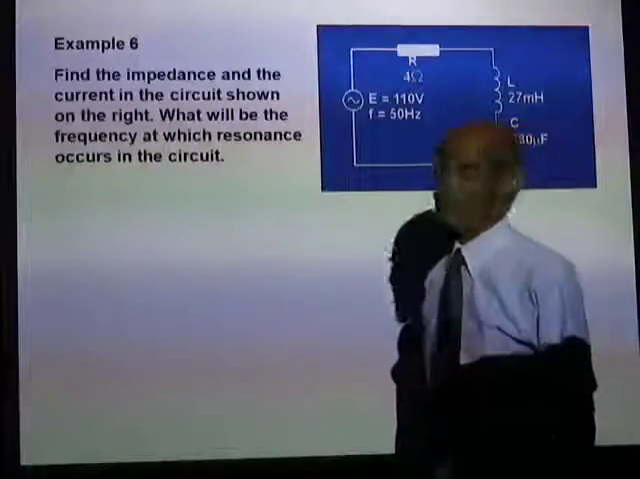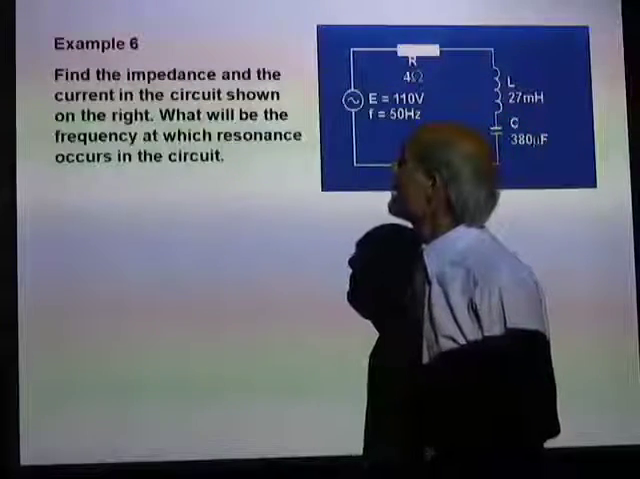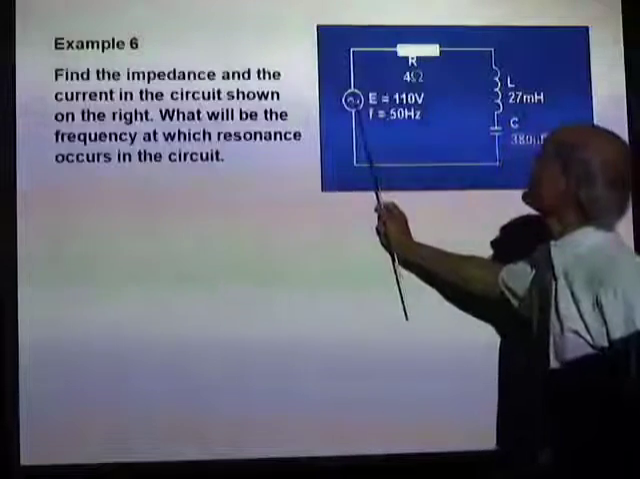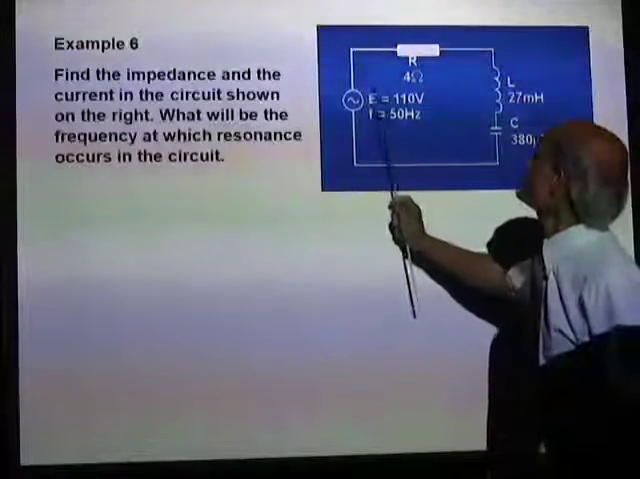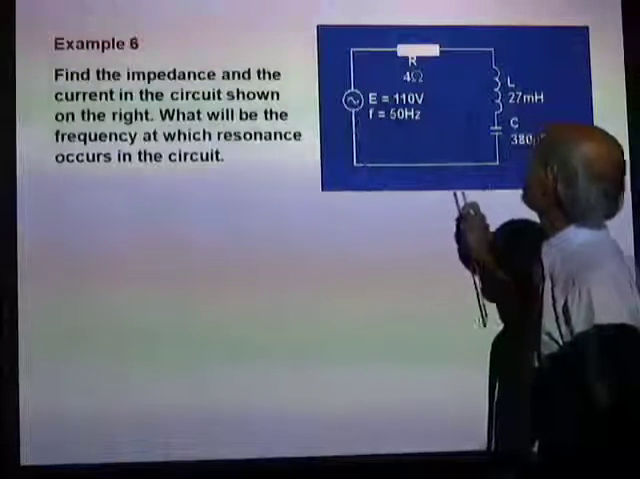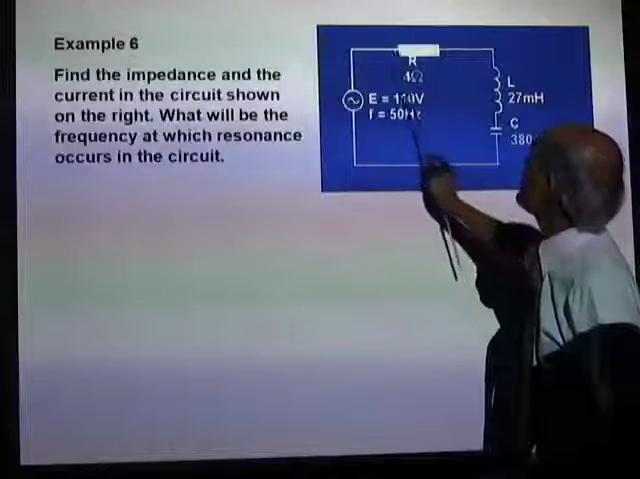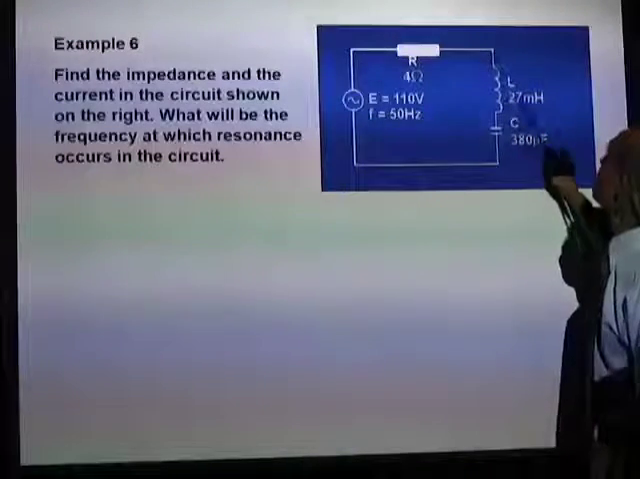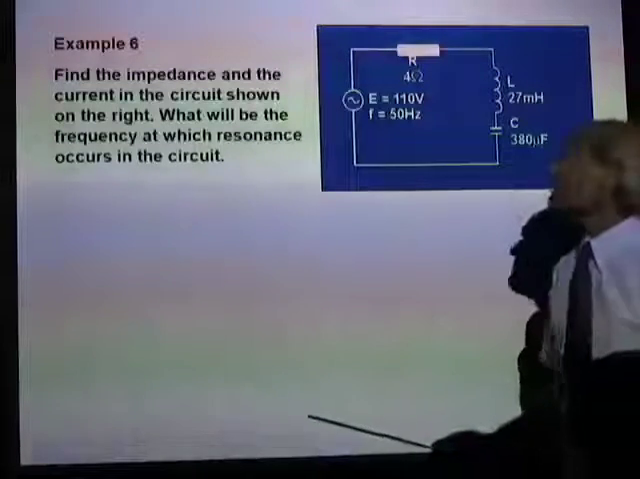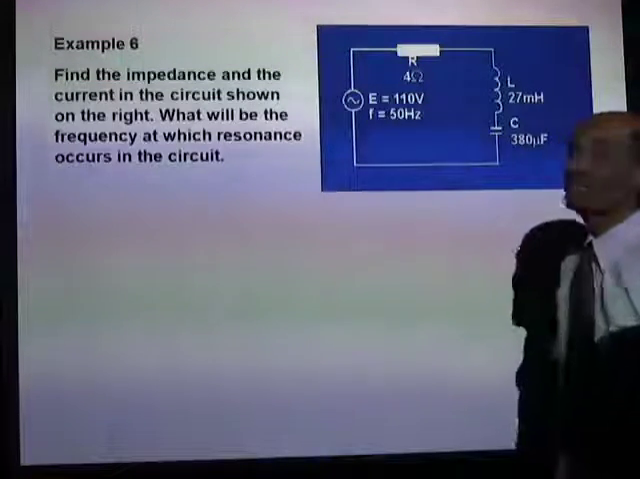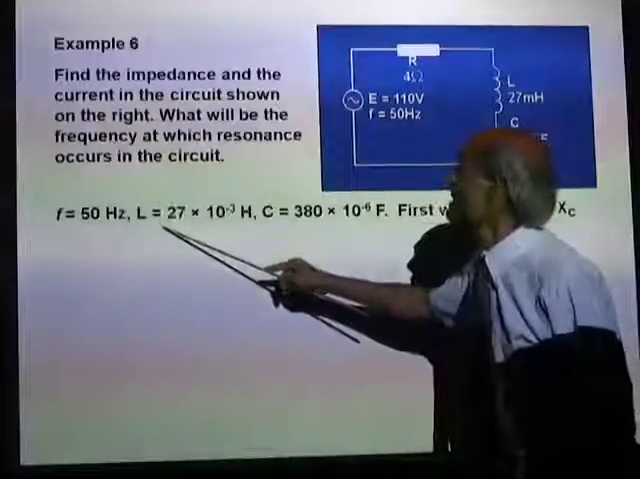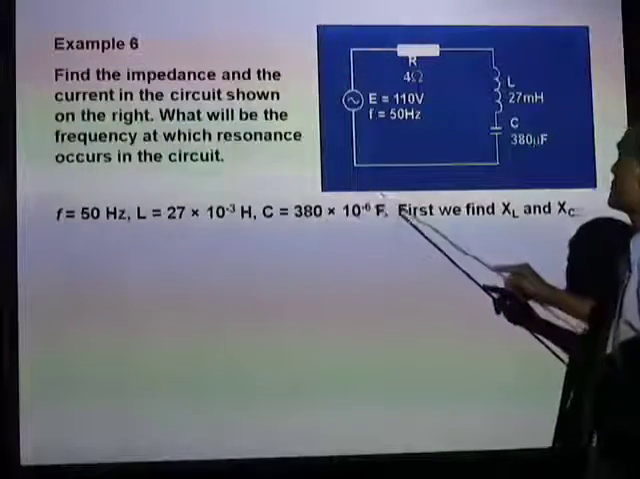Let's do an example. Find the impedance and the current in the circuit shown on the right. All the values we have: E equal to 110 volts, that's the RMS value. The frequency of the AC is 50 Hertz. The resistor has a value of 4 ohms. The inductance is 27 millihenry, and the capacitance of the capacitor is 380 microfarad.